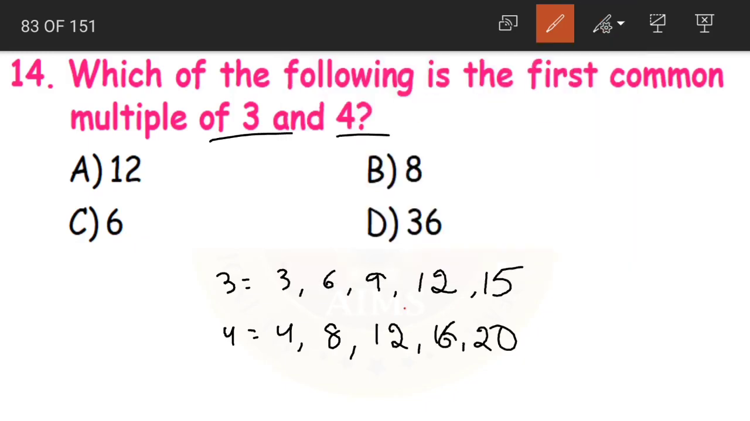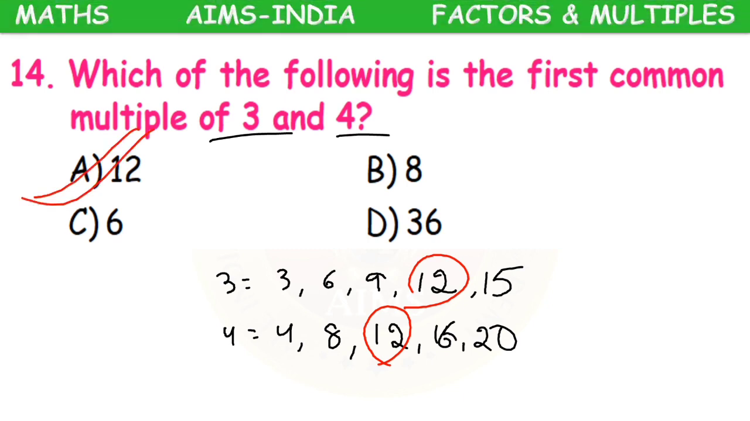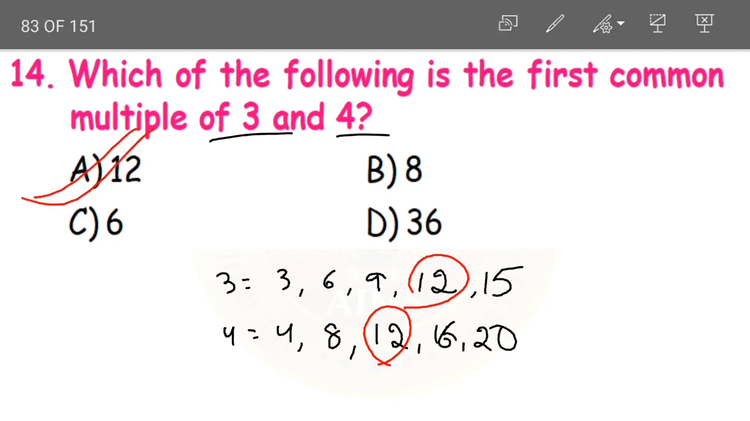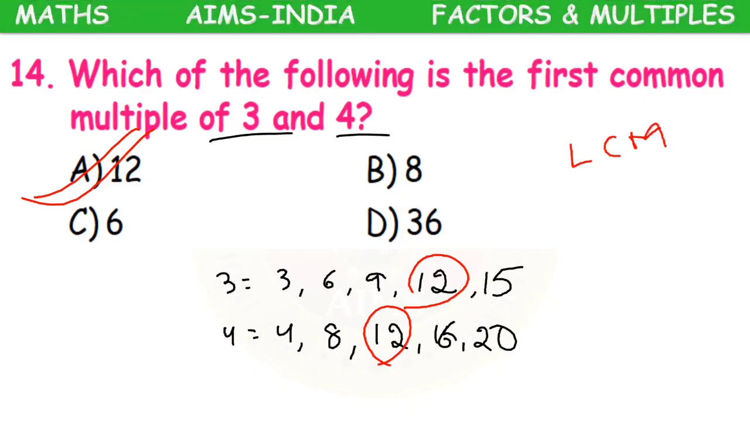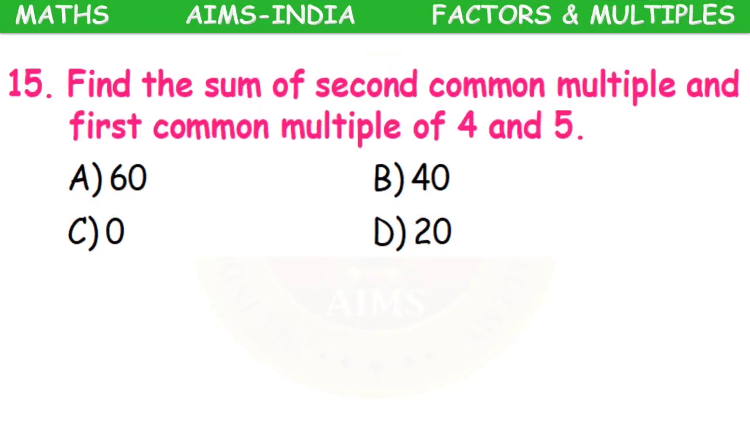Now here we've got our first common multiple, that is nothing but 12. So option A, 12 is our first common multiple or also you can say it as our LCM. That is nothing but our least common multiple. Yes, it is 12. Next question 15. Find the sum of second common multiple and the first common multiple of 4 and 5.